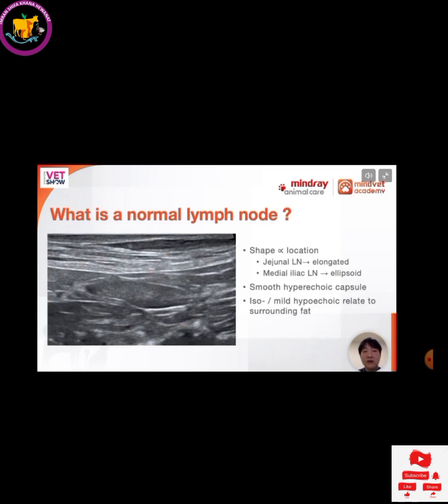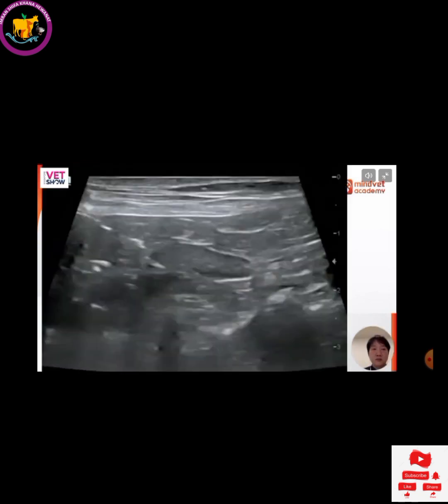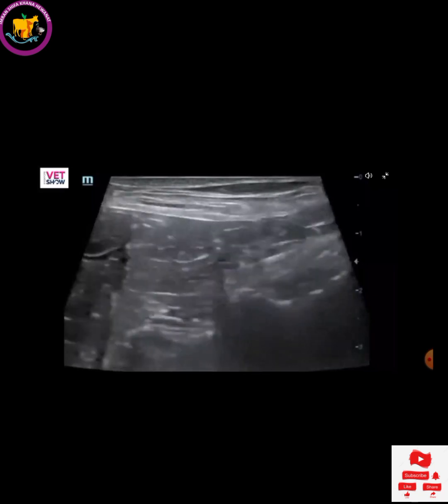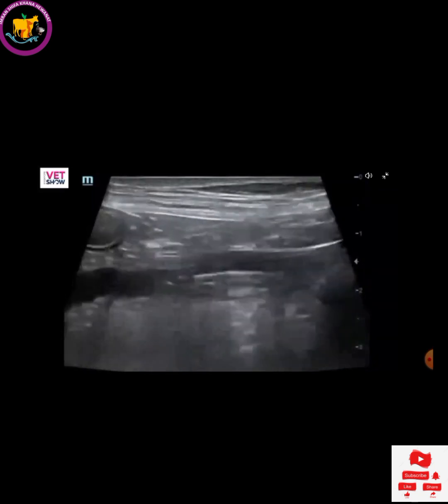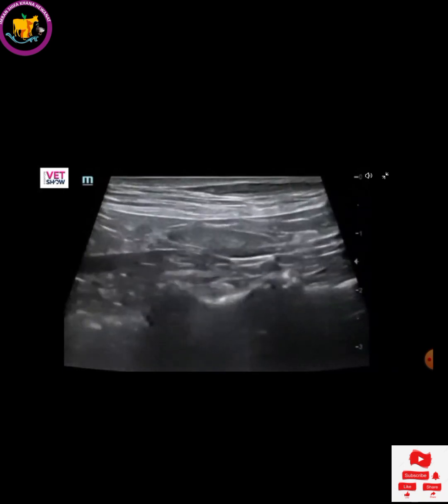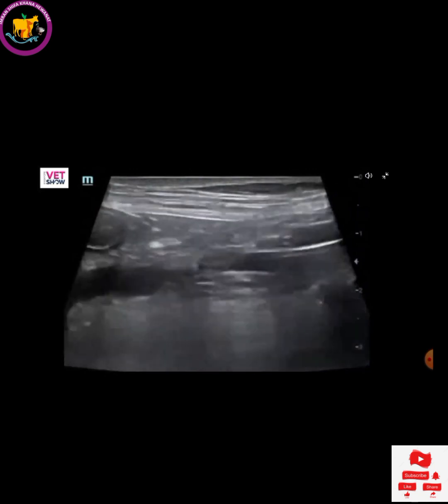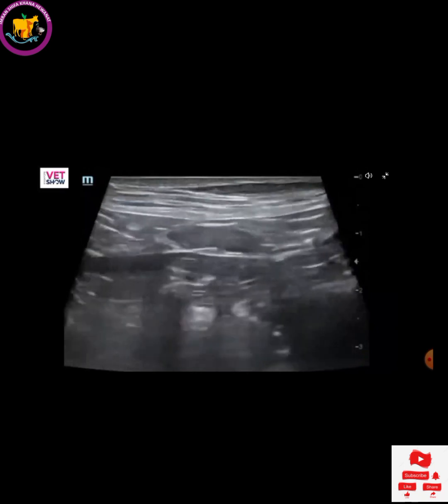This picture shows a normal medial iliac lymph node, appearing as an ellipsoid shape with a smooth margin and homogeneous echo texture. This video shows the normal medial iliac lymph node is located at the aortic bifurcation. You will see this lymph node has an elongated shape, hyperechoic capsule, and homogeneous echo texture.